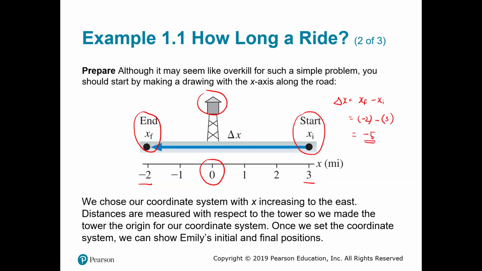So the mathematical answer is important. Because displacement is a vector, you need a sign and magnitude. But you have to focus on the physical meaning of displacement. What does minus 5 actually mean? Emily moves to the left by 5 miles. From here, 1, 2, 3, 4, 5 miles moving to the left.